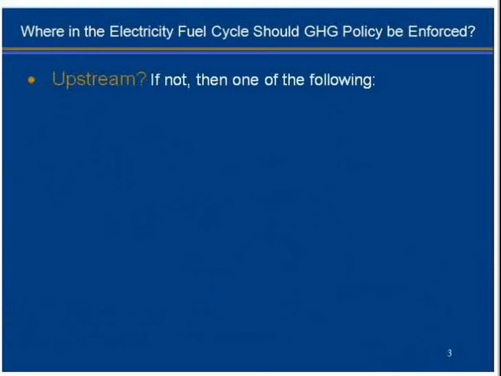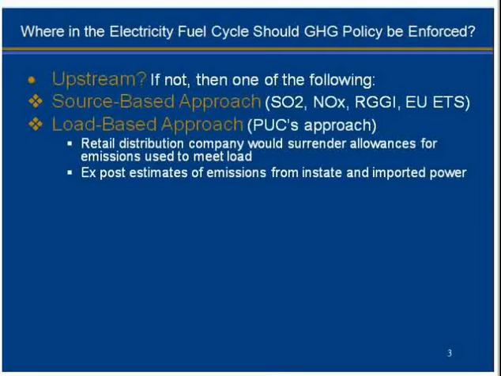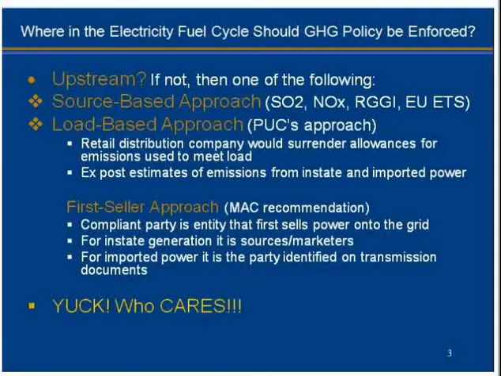Okay, so the question we're teeing up right now is, where should the electricity fuel cycle be regulated? Should it be upstream? If not, then where should it be? And there's three options. Go ahead and click all the way down, because the next bullet is messed up. That first seller approach should be all the way onto the left. So I'm trying to identify three options. Sorry for the mistake on the slide.